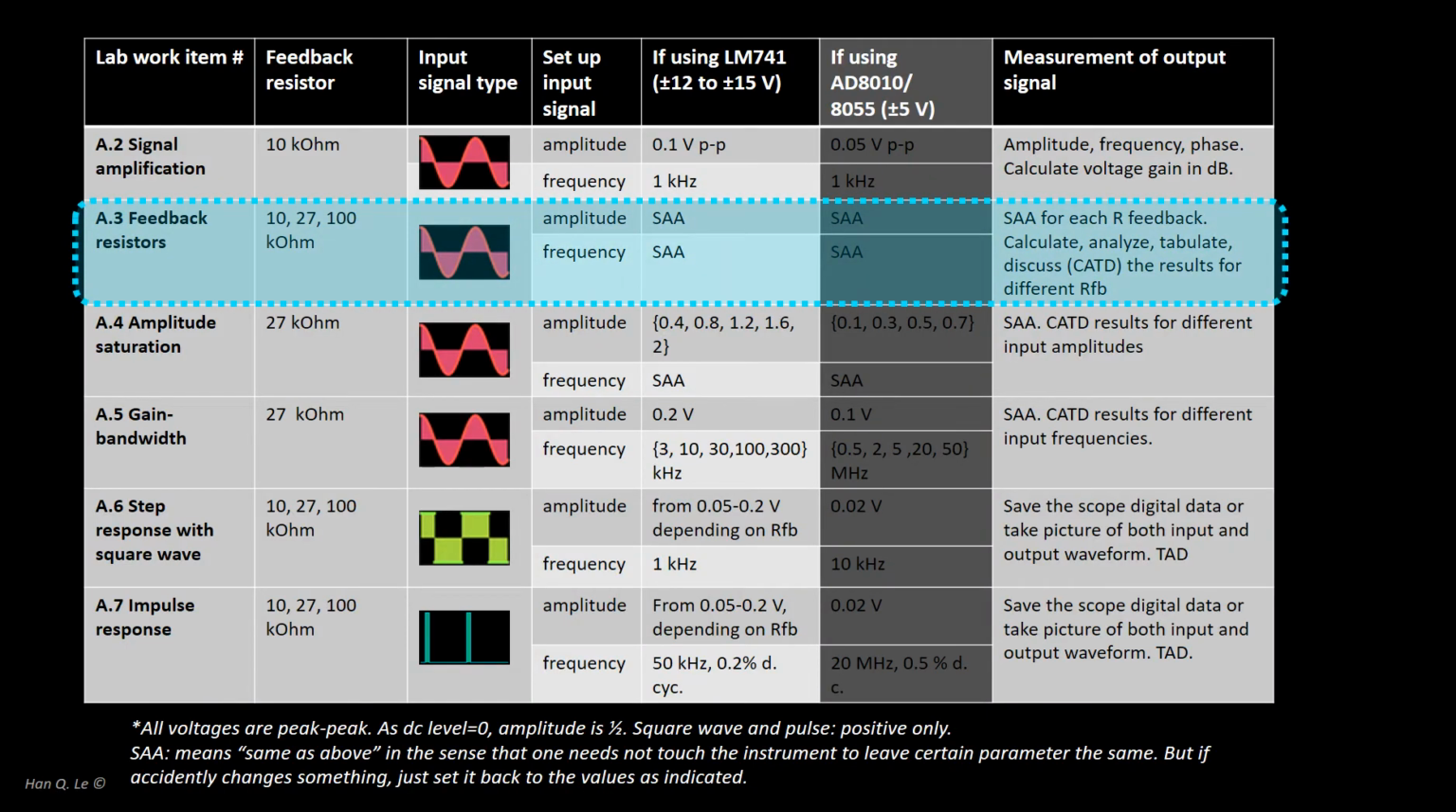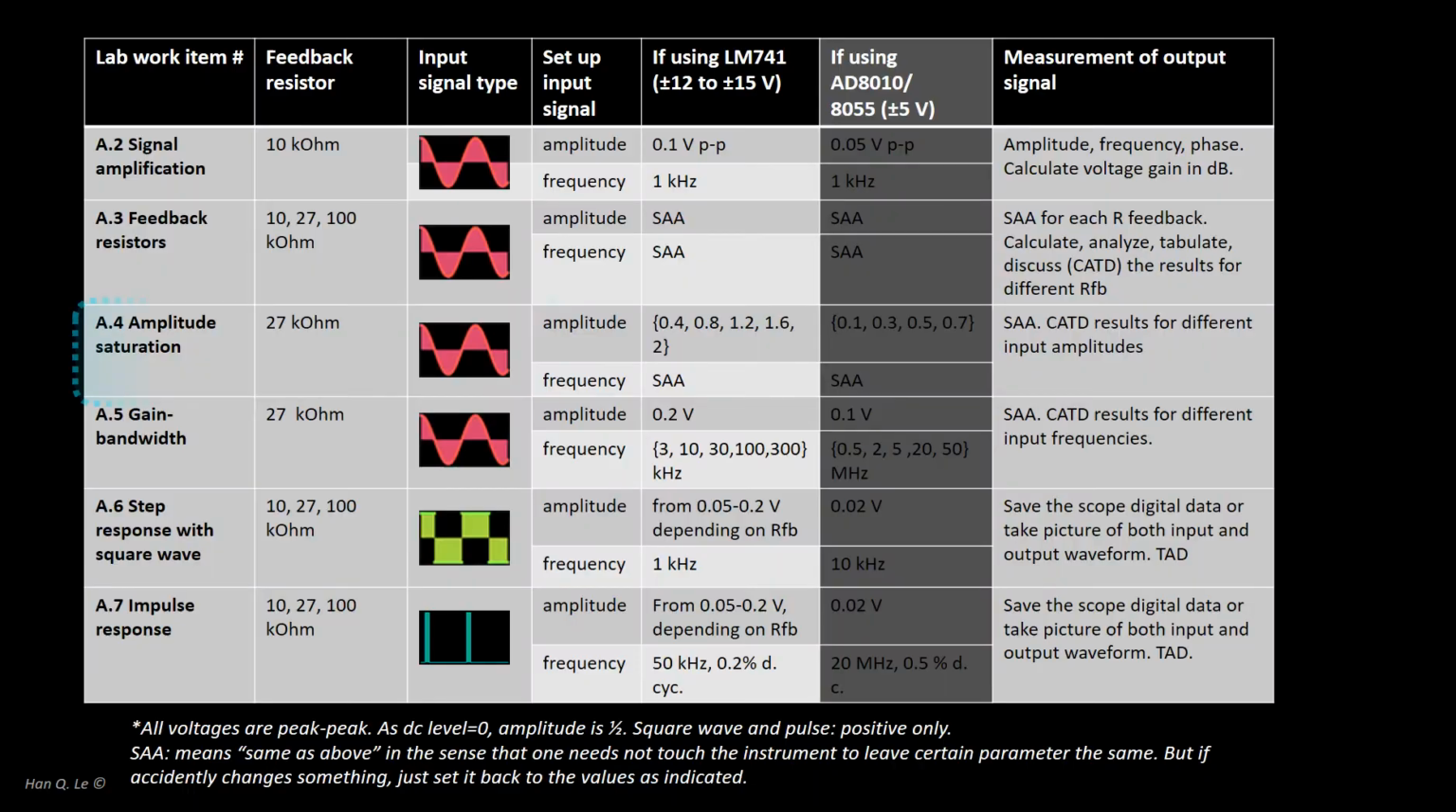For step A3, the objective is measuring the gain as a function of the feedback resistance. You should see larger gain with larger feedback resistance, approximately 10x, 27x, and 100x by the circuit design, and this follows the basic op-amp amplification equation. For step A4, it is about output amplitude saturation. This topic has been touched upon in part 1.